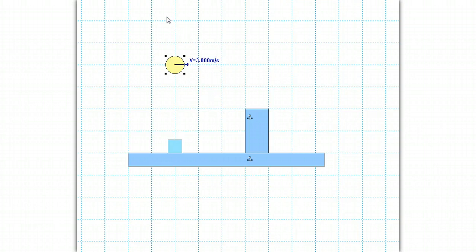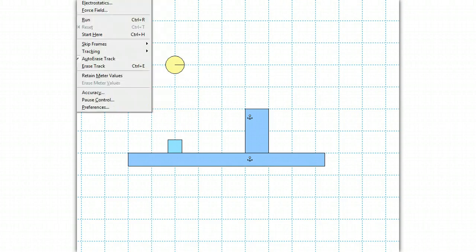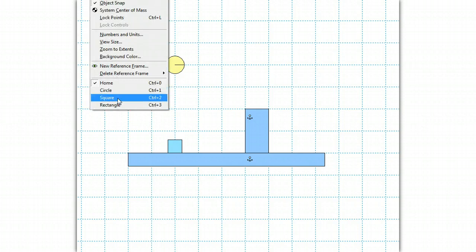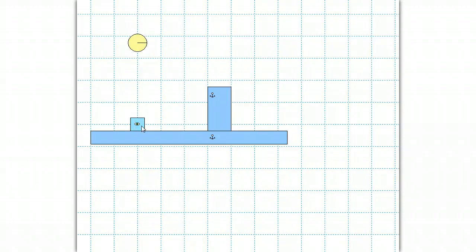Now, one of the things that we can do is change where we're viewing this from, because right now we have what appears to be a pretty complicated motion of the ball. So let's change our point of view to that of the square. So now this with the eye on it is what we're focused on, and we're going to watch everything from the perspective of the square. What that means is that the square isn't going to move. It's going to stay exactly where it is.